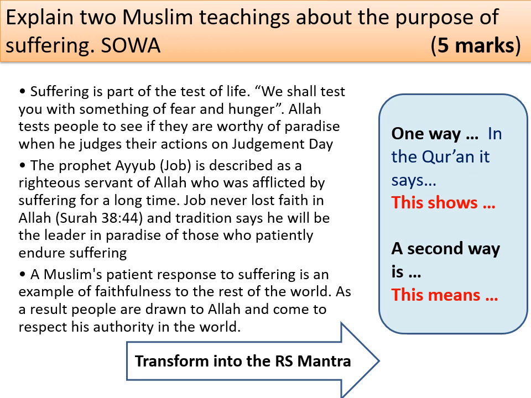And the tradition says he will be a leader in paradise of those who patiently endure suffering. So this idea that Muslims will also need to, in their life, endure suffering, and Job, as one of the prophets, is an example of that. This obviously nicely links to how the prophets could be an example for Muslims. So it links nicely with a previous topic as well. So don't forget to cross link some of the things that you're learning in the different units.